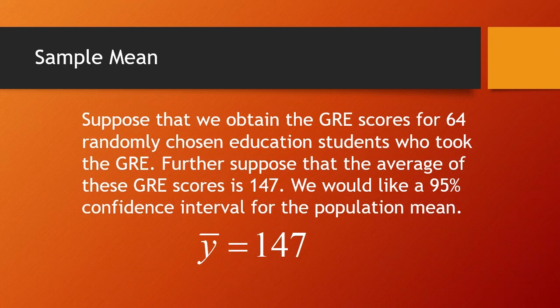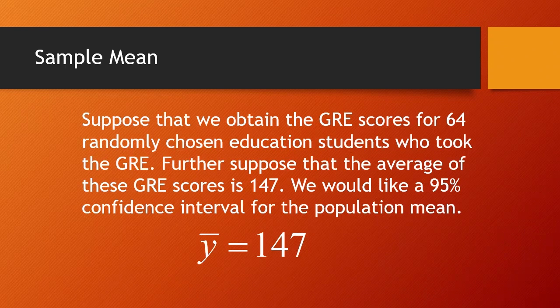So here's the setup. We know that the population of GRE scores for everyone who takes the GRE has a mean of 150. We have a sample of students who are from education who took the GRE. We would like to know, what if we looked at the population of all education students, not all GRE examinees, but all education students? What would be the mean of that population of students?